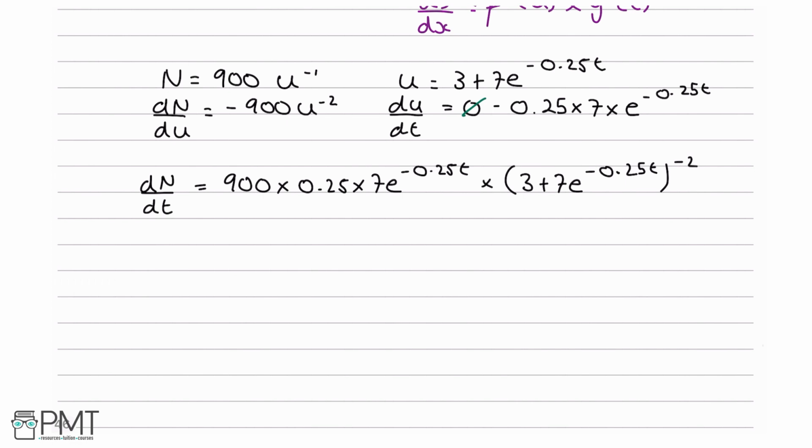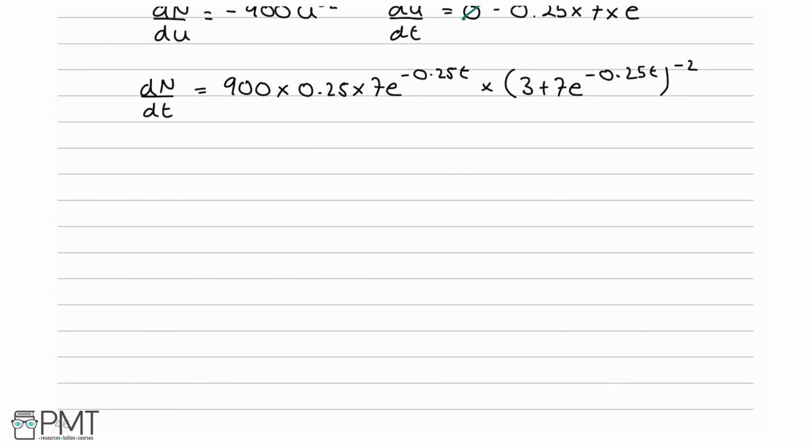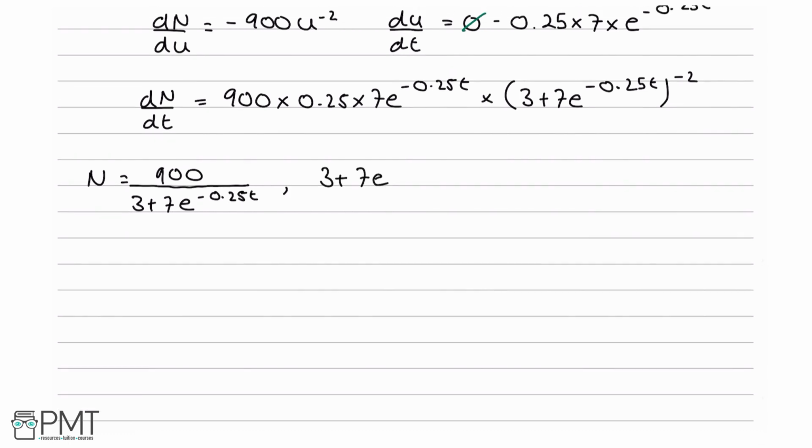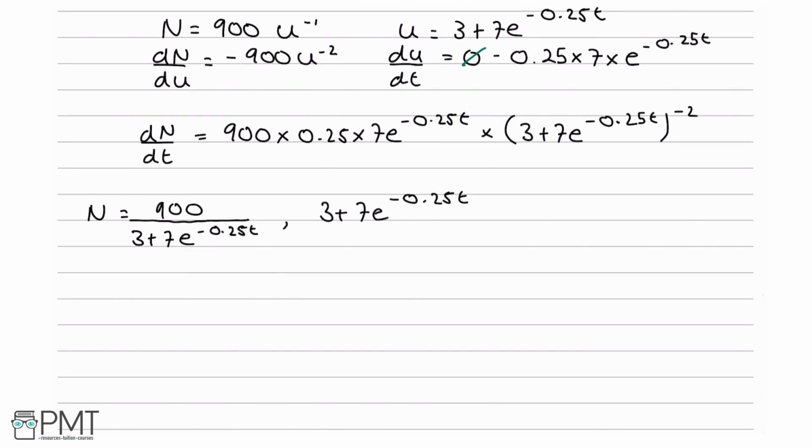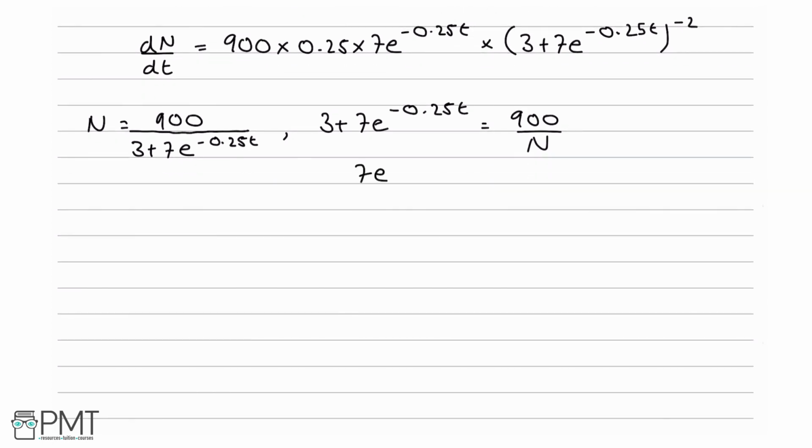Okay? Now what I'm going to do is replace all the instances of t, to write them in terms of n, because our final differential is given in terms of n. So because we know that n equals 900 over 3 plus 7e to the minus 0.25t, we know that 3 plus 7e to the minus 0.25t equals 900 over n, and by extension 7e to the minus 0.25t equals 900 over n minus 3.